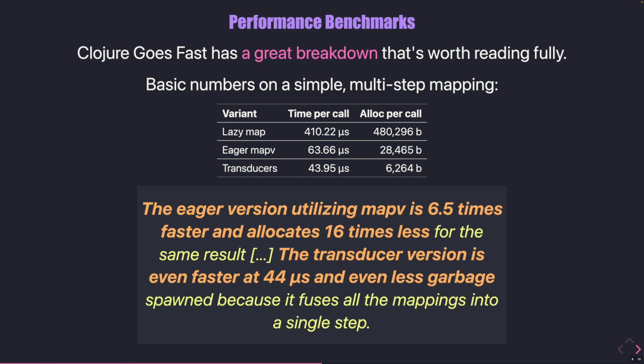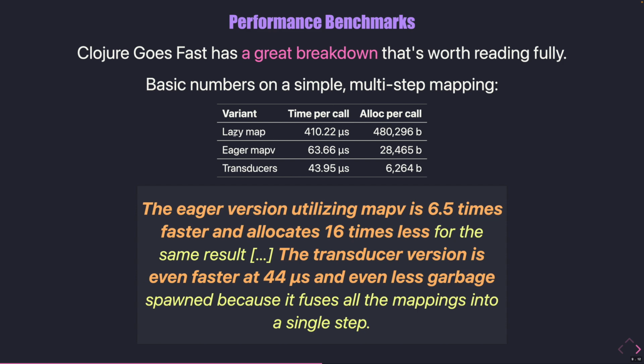We've talked a bit about performance, but how big of a difference does it really make? Well, there's a great write up on this on the Clojure Goes Fast blog. I'd recommend you go there and read it yourself. It didn't seem necessary for me to reproduce this. I just want to show the conclusions they came to.